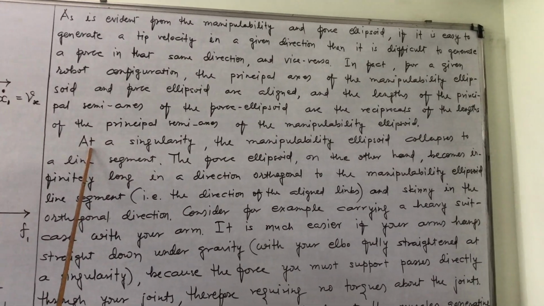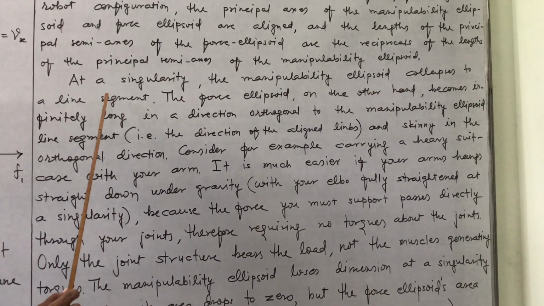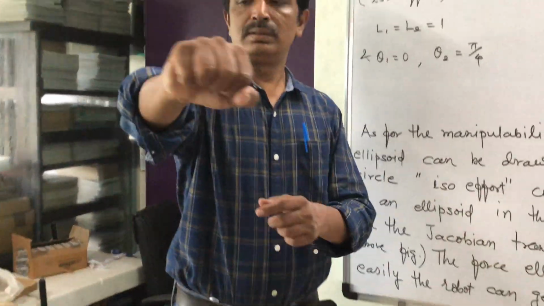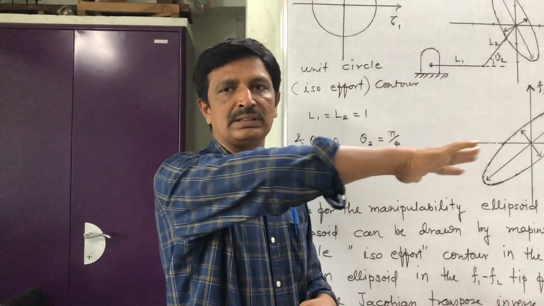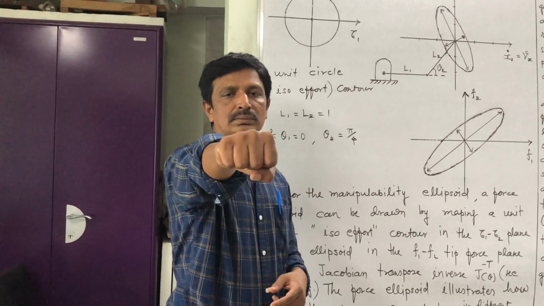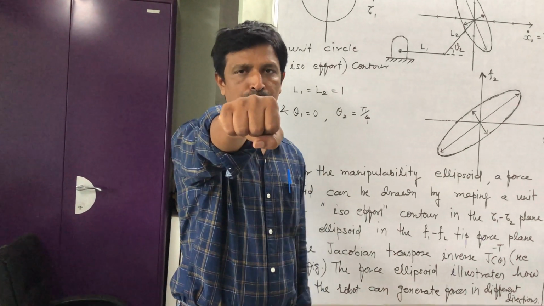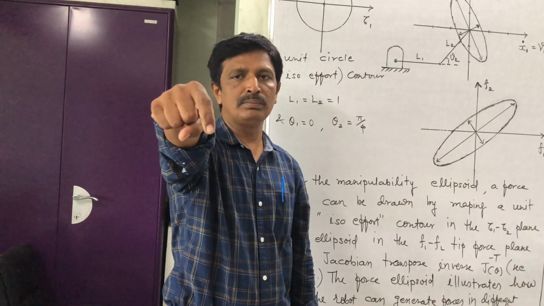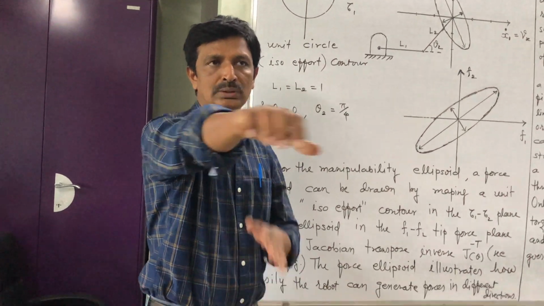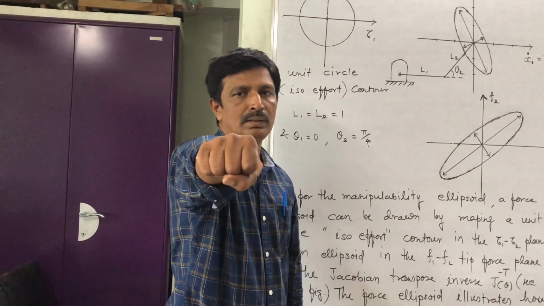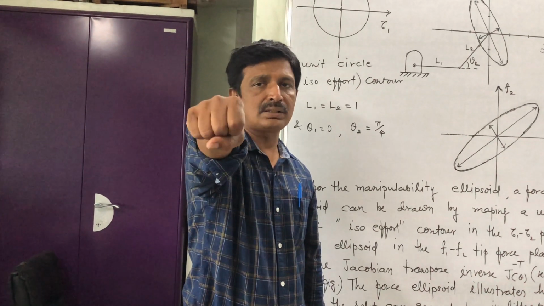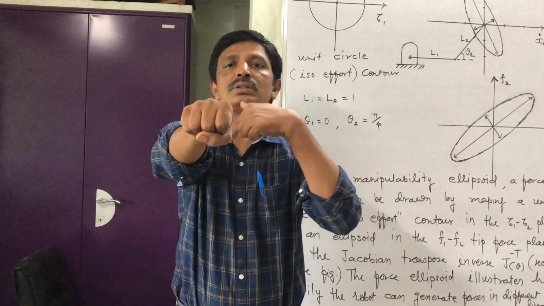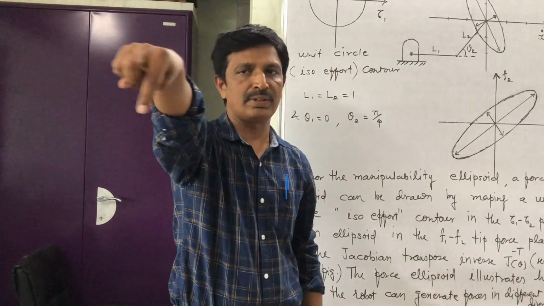At a singularity, the manipulability ellipsoid collapses to a line segment. Suppose we consider this 2R planar robot, in this position, in the horizontal plane, where theta 1 is 0 and theta 2 is also 0. So the tip point can move in this direction only. It has freedom in this direction only. It cannot move in this direction. At that instant, it can move in this or in this direction. So it is a singularity. In this direction the force is greater, but in this direction the velocity is greater.